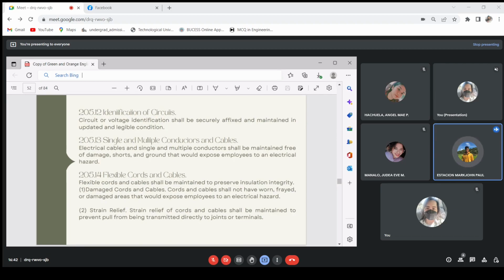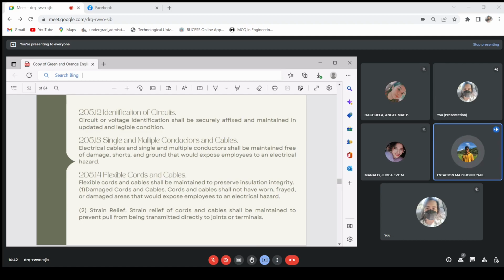205.12 Identification of circuits. Circuit or voltage identification shall be securely affixed and maintained in updated and legible condition. So the purpose of this section is electrical identification for electrical equipment, raceways, and conductors.